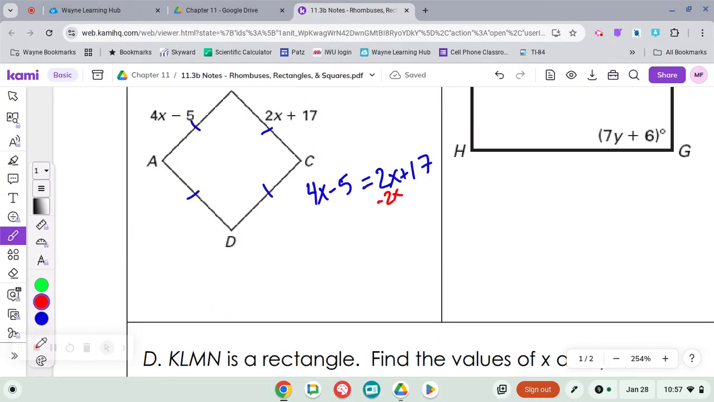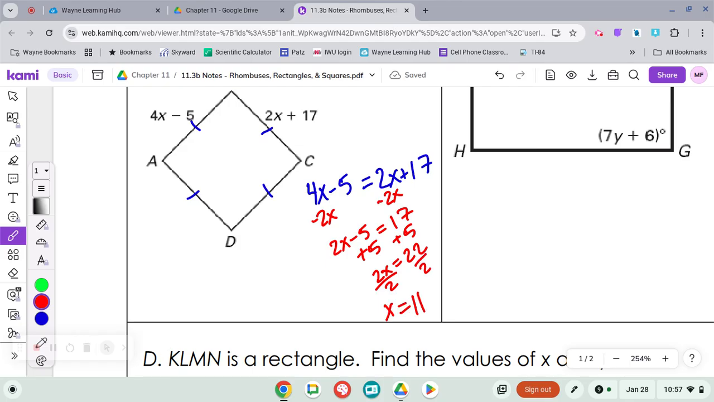I'll subtract 2x from both sides. Some of you might have chosen a different path. That is fine, as long as you do the algebra correctly. Add 5. We get 2x equals 22. Divide by 2, divide by 2. X is going to equal 11.